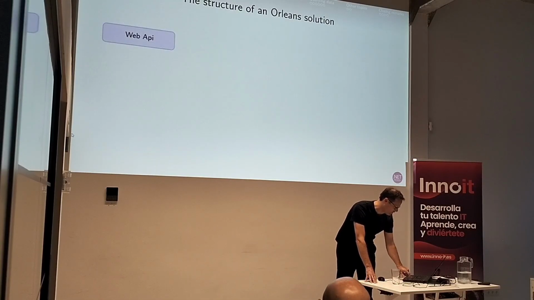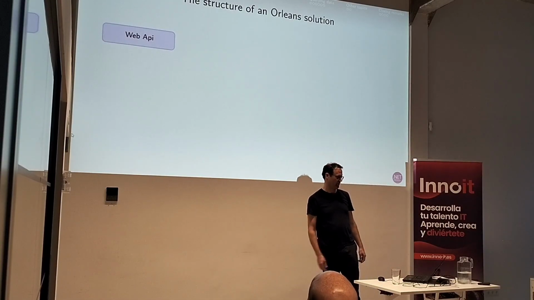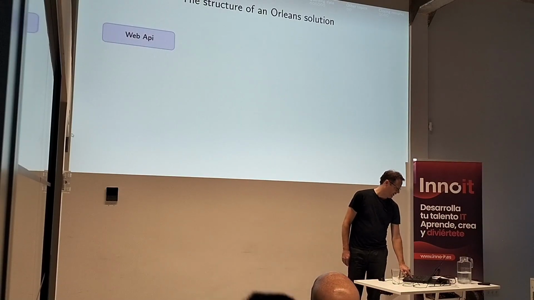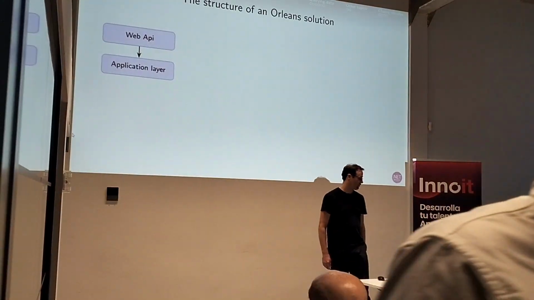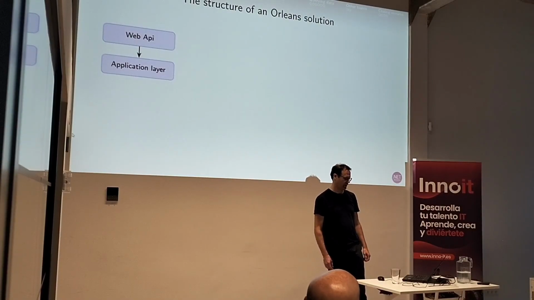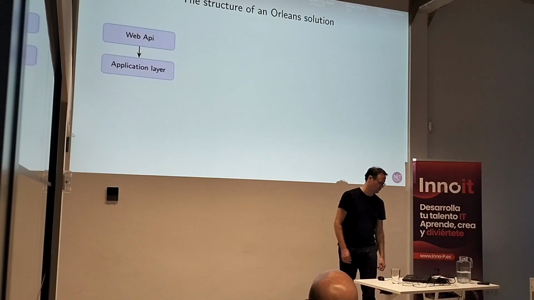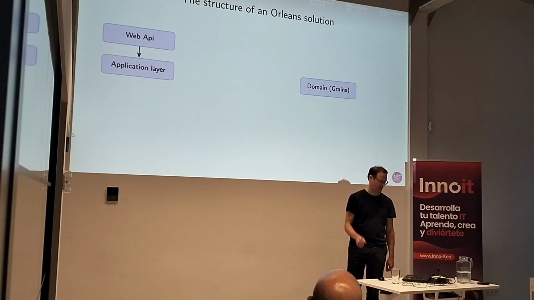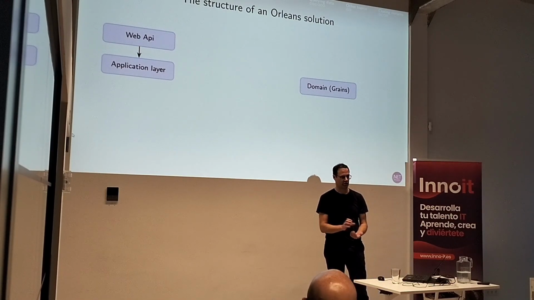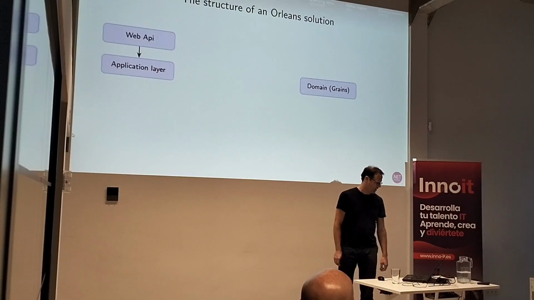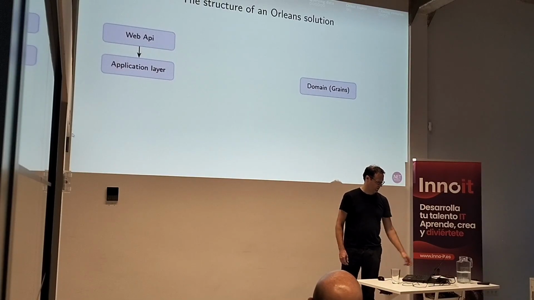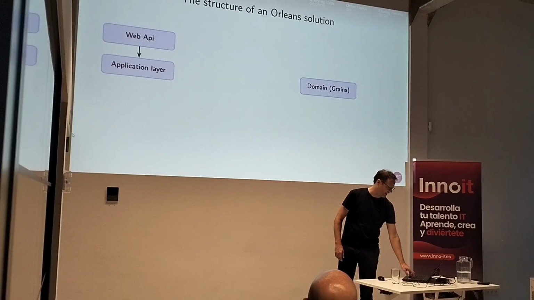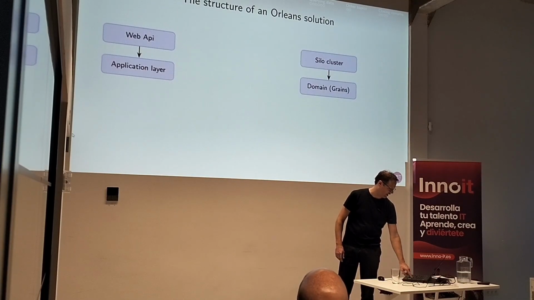The structure of an Orleans solution. On the one hand side, we are building a backend application. So we have a web API, and usually we don't call our functionality directly in the controllers, but we use the application layer. And the application layer orchestrates the domain. So it instantiates domain objects that we want to perform manipulations on. But in an Orleans application, those domain instances are what we want to scale. So they live in silos.